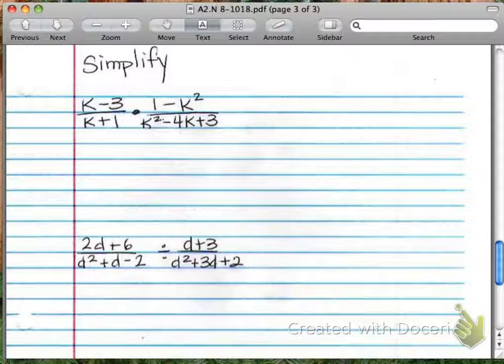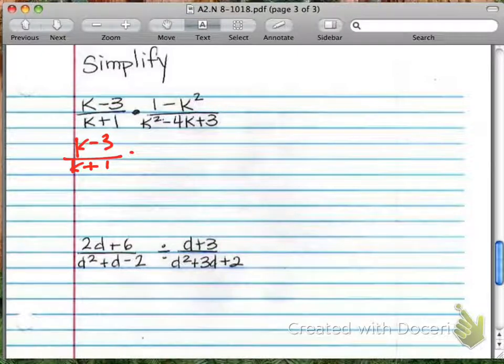So here's our next one. This is going to be a little different. What do I need to do first? Factor. Okay, we're still factoring, right? So let's factor. Is there anything to factor with k minus 3 divided by k plus 1? Can I factor any of that? No. So it just comes down as k minus 3 divided by k plus 1, times.